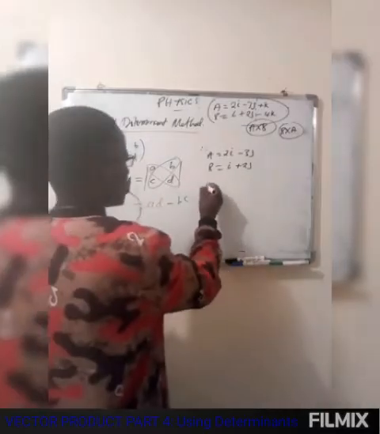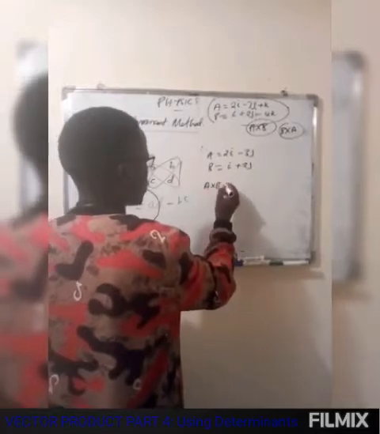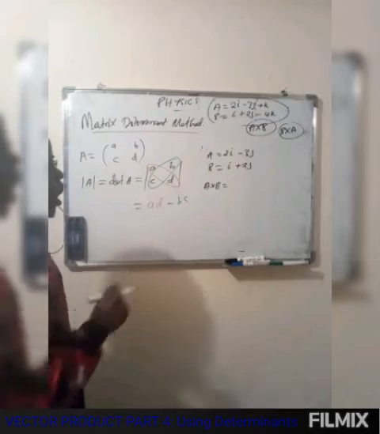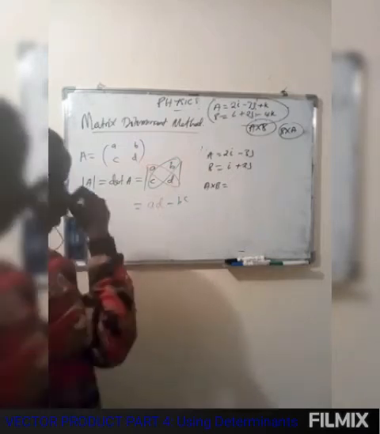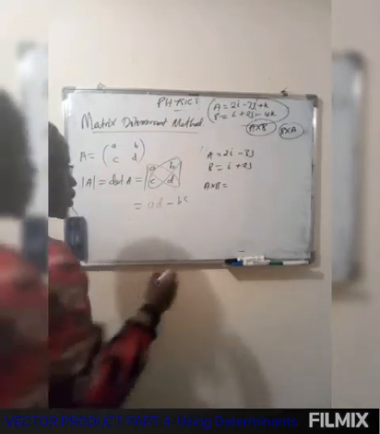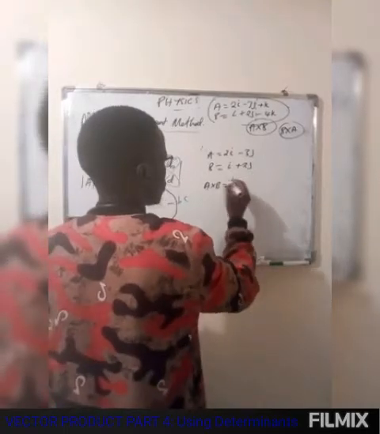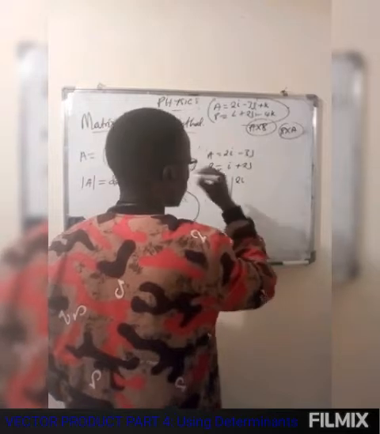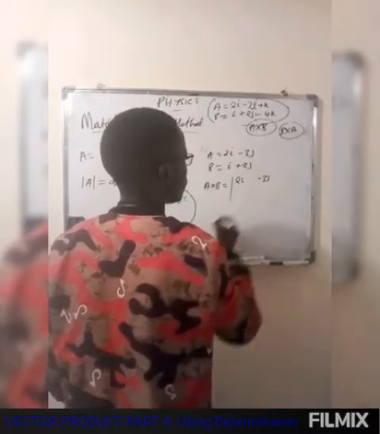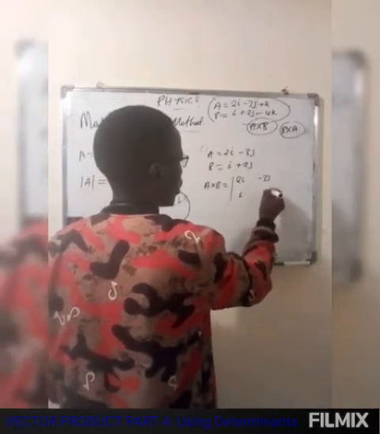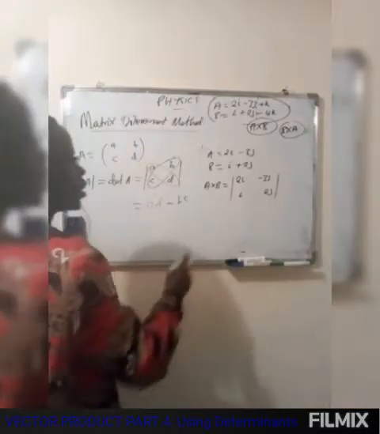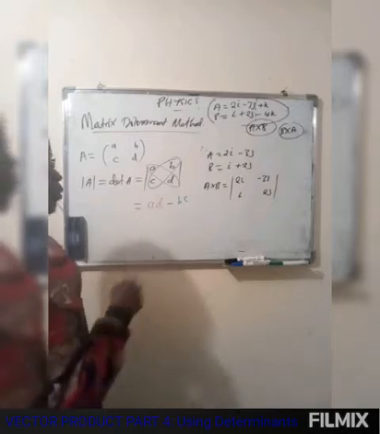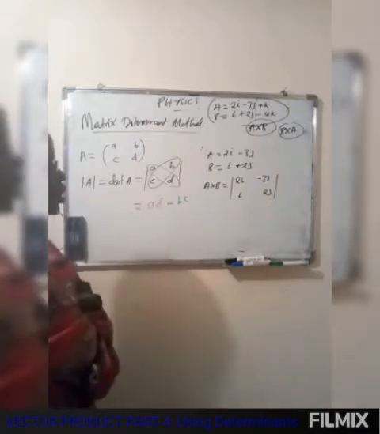So what we just do is we say that A multiplied by B is going to be equal to, we form a matrix. So we say 2i and then we have minus 3j, and then here we have i, and then you have 2j. We form a matrix like that, and we now do the multiplication according to this.